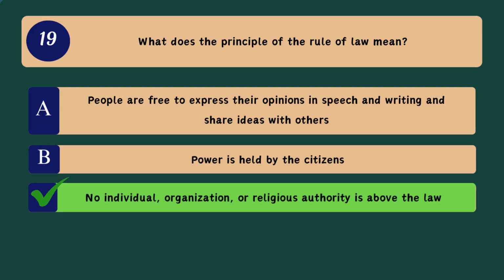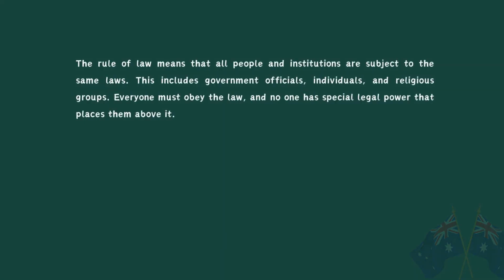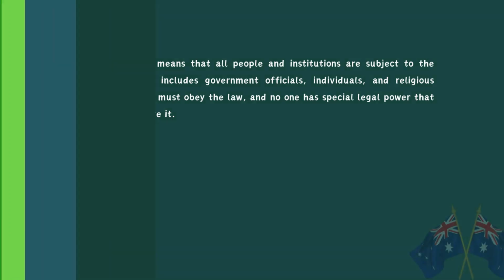Correct answer, C. No individual, organisation or religious authority is above the law. The rule of law means that all people and institutions are subject to the same laws. This includes government officials, individuals, and religious groups. Everyone must obey the law, and no one has special legal power that places them above it.